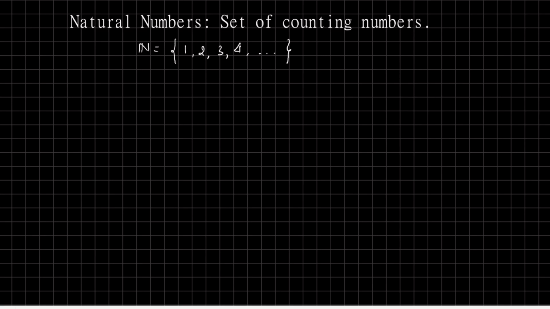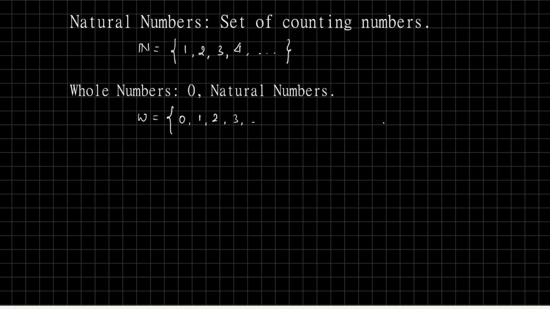When we include 0 with natural numbers, we get whole numbers. So 0 and natural numbers together are called whole numbers. We represent these numbers with capital W, and we have 0, then 1, then 2, then 3 and so on up to infinity.